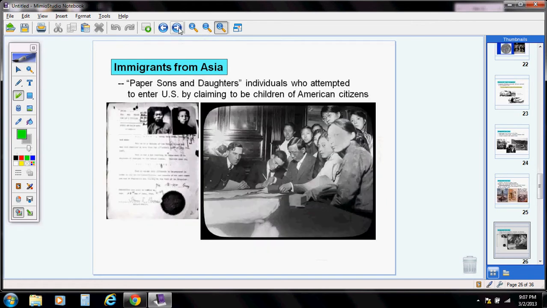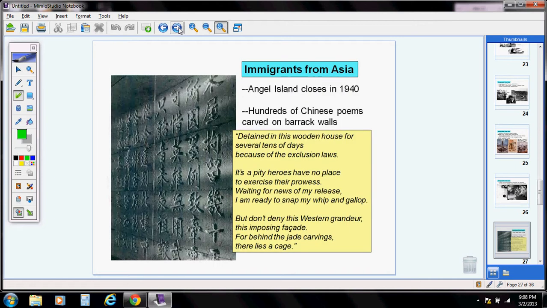There was a movement called the Paper Sons and Daughters movement, in which Chinese immigrants would try to claim to be children of American citizens because that would be a way into the country. So without being deported as a laborer, you had to prove that you were a child of an existing Chinese American. This produced a whole network of forged paperwork and documents whereby people would produce claims to be children of American citizens, all in an effort to get off Angel Island and not be deported.